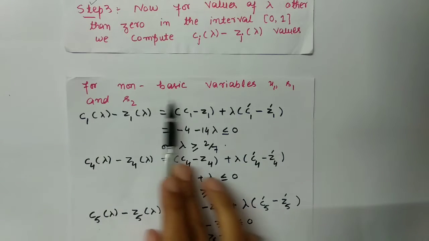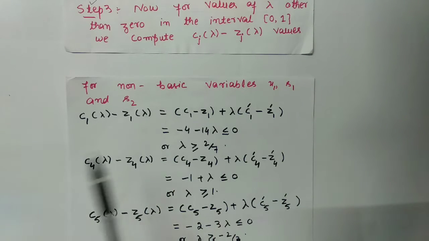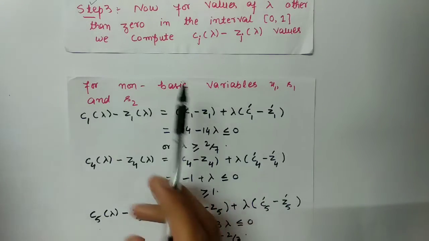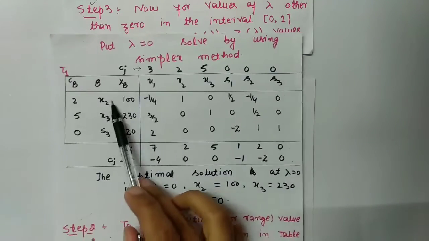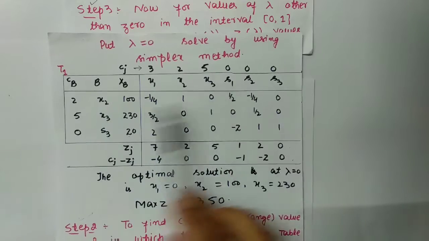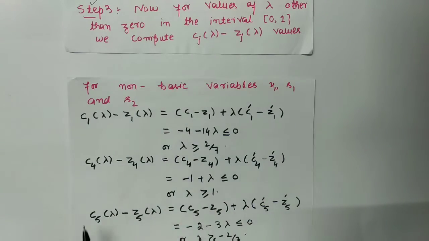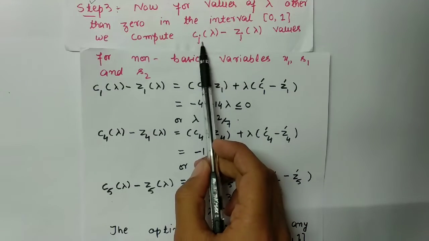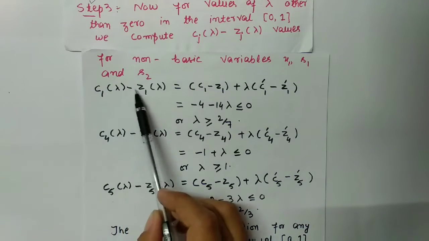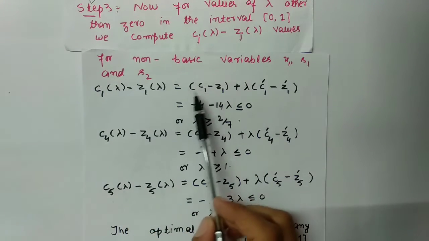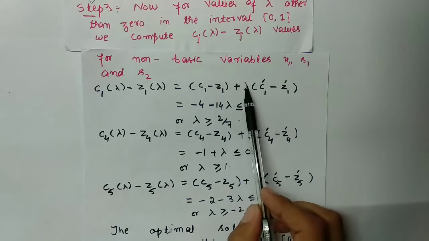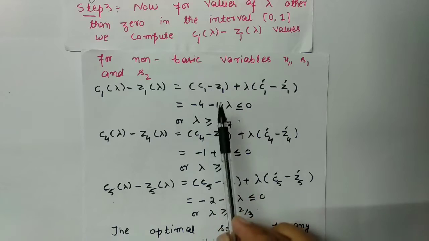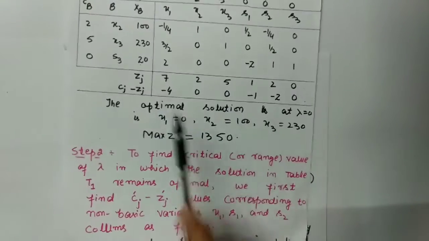But for non-basic variables only. Non-basic variables are x1, s1 and s2. So I will write here Cj minus Zj, where j is 1, the first column. So I had written here C1 lambda minus Z1 lambda, which is equal to C1 minus Z1 plus lambda times C dash 1 minus Z dash 1. Here C1 minus Z1 from the table is minus 4.